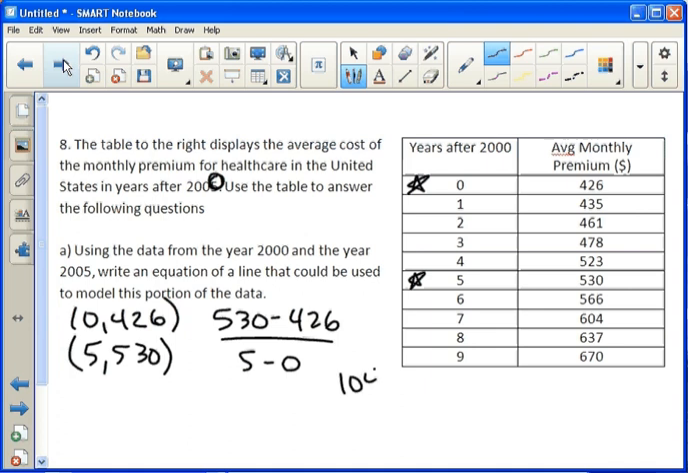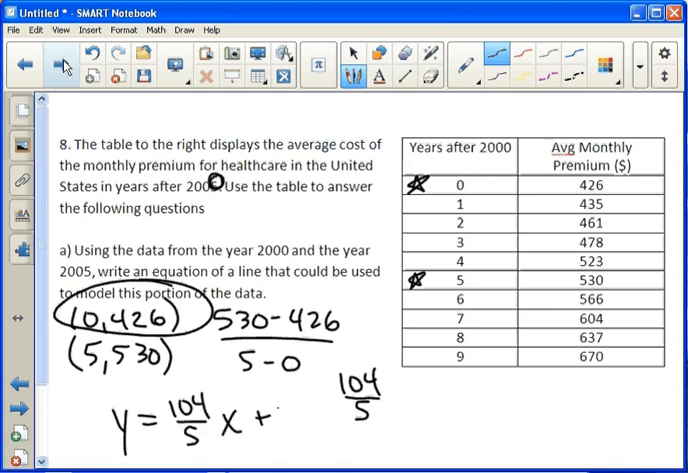And then if you look, this is actually my y-intercept already, because it's when x is 0. So my equation would be y equals 104 over 5 x plus 426. Now just so you know, if you want to use the decimal instead of 104 over 5, it should be 20.8, and that's completely fine. The decimal or the fraction, either one works. Okay, so that's all of part A.